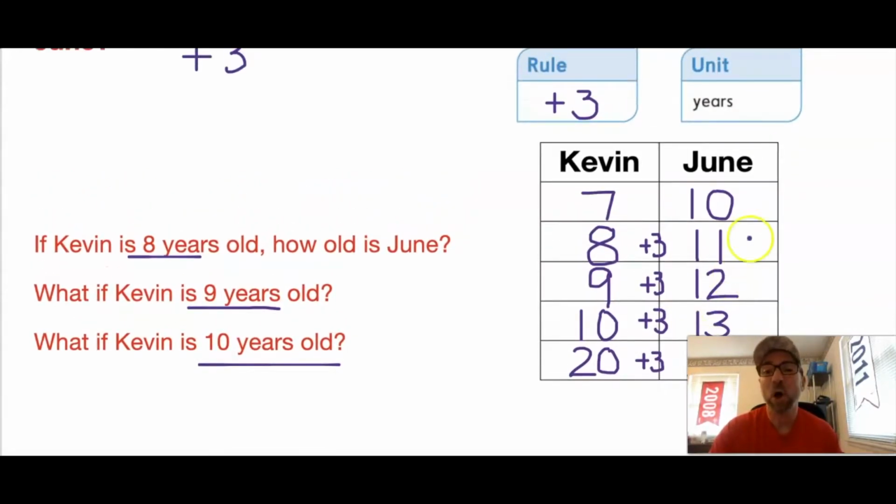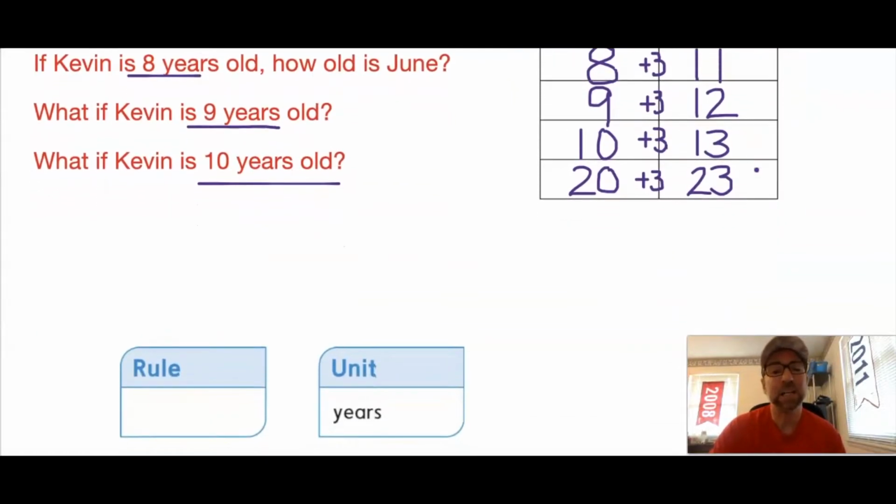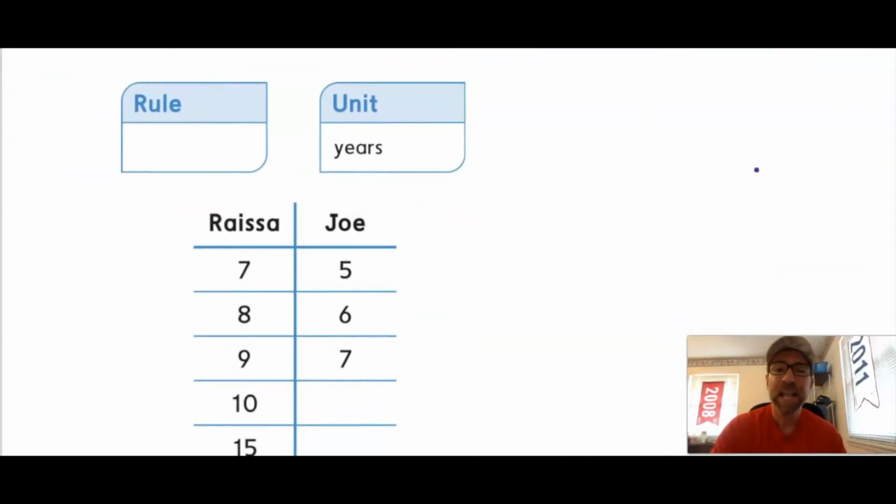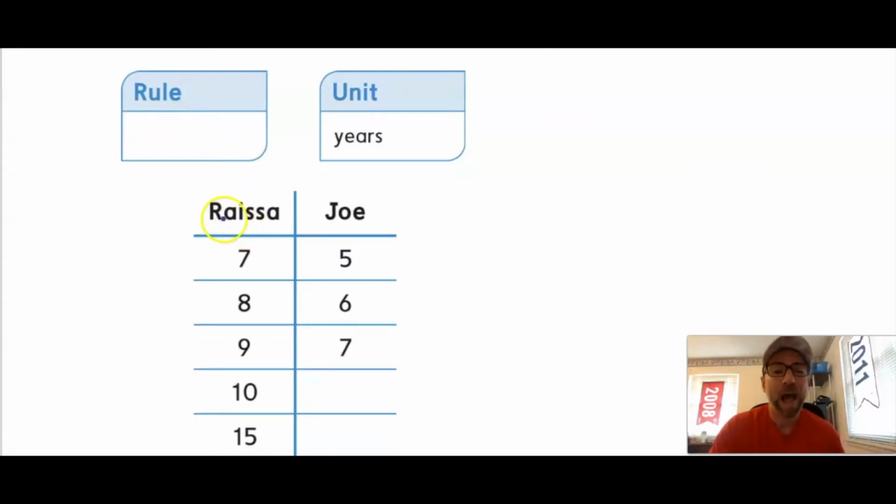This here is called a What's My Rule box. We have an in number and an out number. We started with Kevin and then out popped June's age. Let's take a look at another one. Here you see my table. I have Raisa and Joe. Raisa's age is 7, and then Joe's age is 5. When Raisa is 8, Joe is 6.